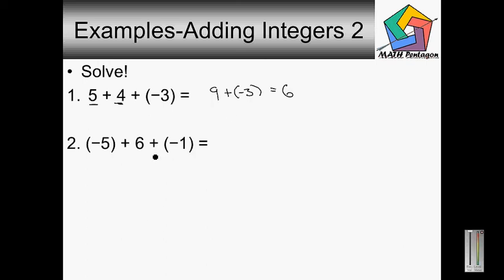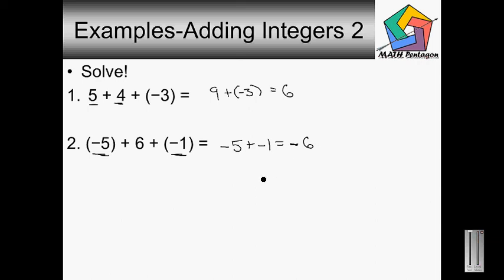Okay, now we got negative 5 plus 6 plus negative 1. So we look for similar integers, and we have a negative 5 here and a negative 1 here. So we add negative 5 plus negative 1. And remember, a negative and a negative equals a negative, so our answer is going to be negative. So it would be 5 plus 1 is 6. So it's negative 5 plus negative 1 is negative 6.